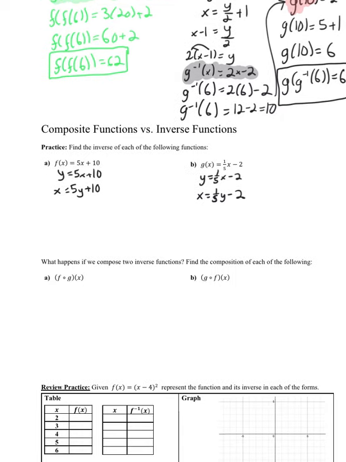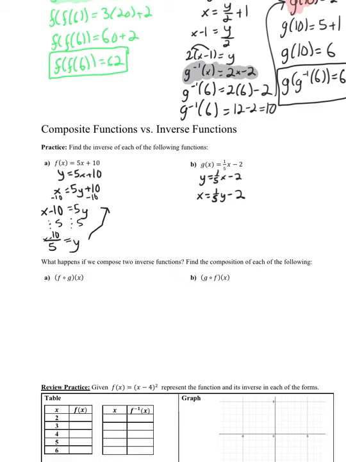All right, so hopefully you were able to get these things simplified. So the first one, we get x, we subtract 10 from both sides. Then we get x minus 10 equals 5y. Then we can divide both sides by 5. And we get (x minus 10) divided by 5 equals y.